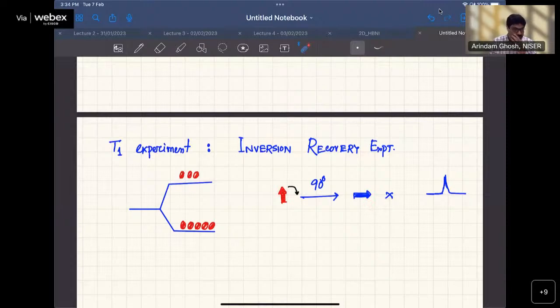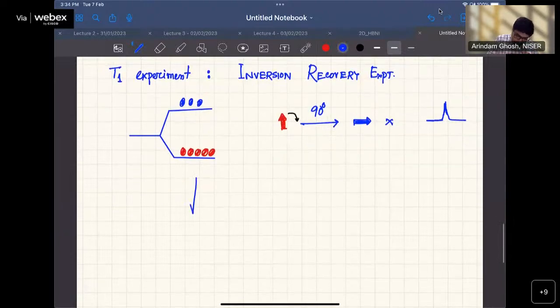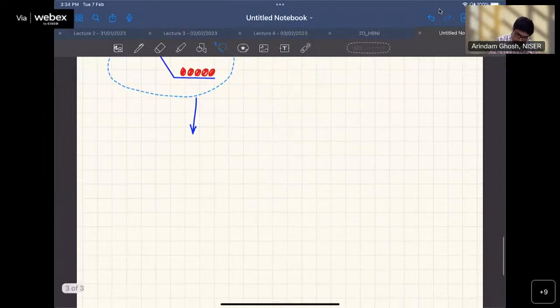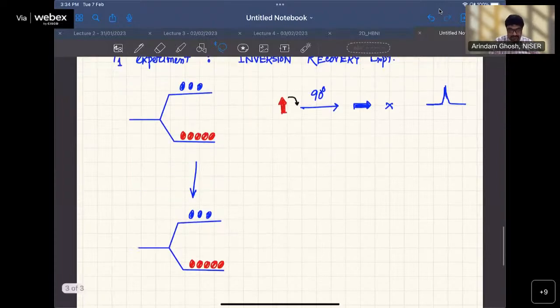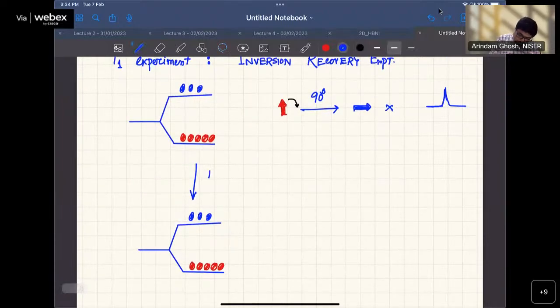Now, suppose I do something so that this particular population difference is inverted. That means these many are coming up and these many are coming down. Let me try giving this a different color. Let me copy this so that I don't have to draw again. Perfect. Now I have done an inversion. This inversion is done by using a pi pulse, or 180-degree pulse, as we call it.